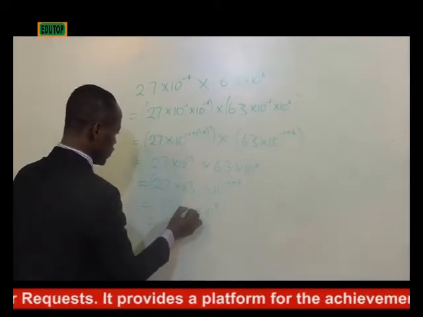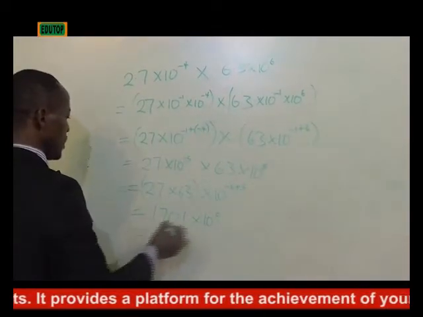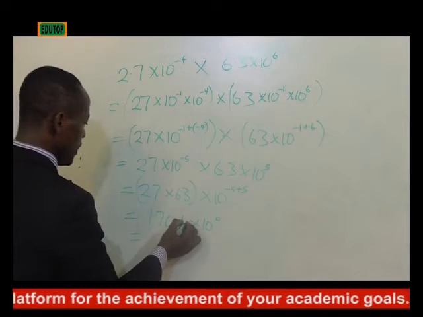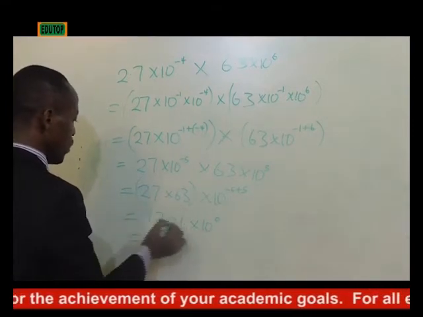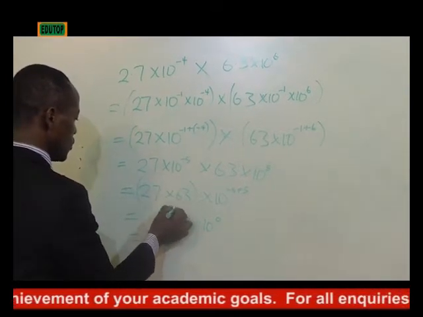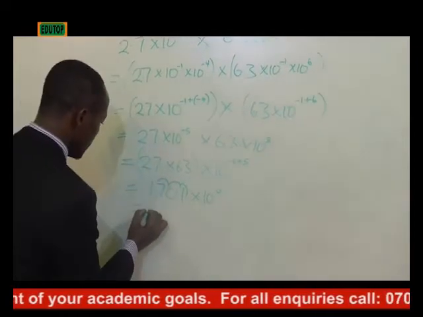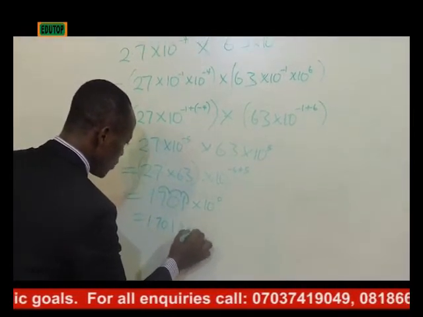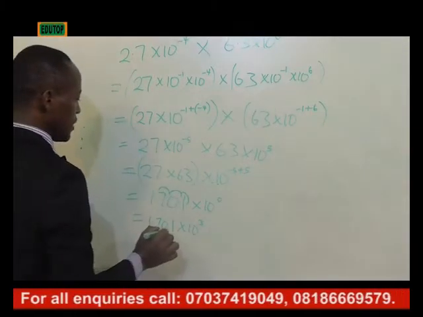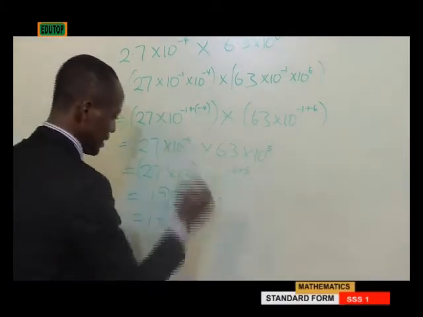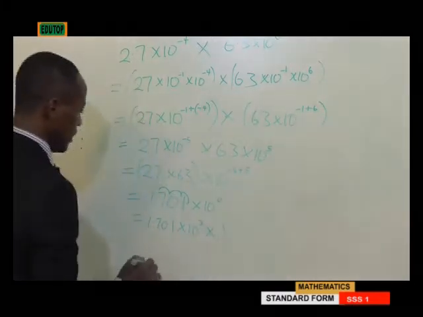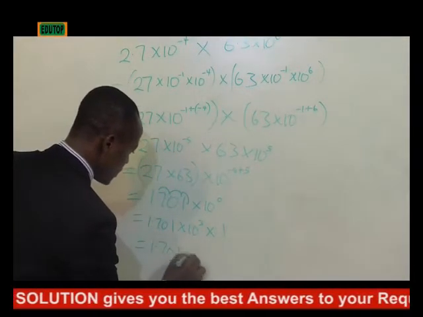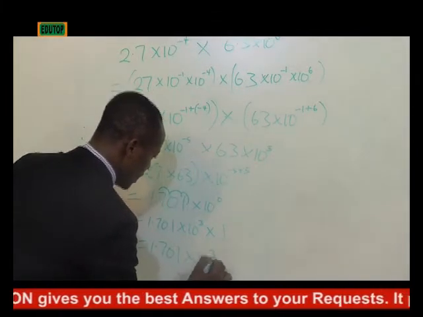We are shifting it to the left. When you are shifting your decimal point to the left, it will now be times 10 raised to the power of a positive integer. 1, 2, 3. We are shifting it 3 times. That means that's 1.701 times 10 raised to the power 3. We shifted it 3 times. 10 raised to the power 0 is 1, times 1, which is equal to 1.701 times 10 raised to the power 3.